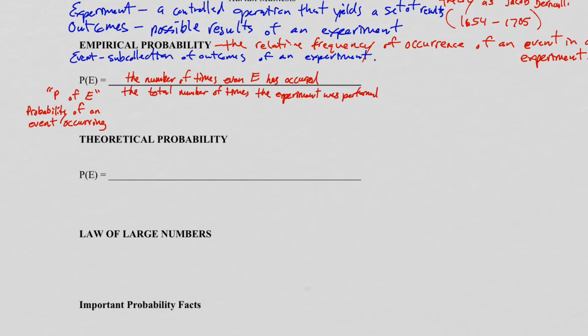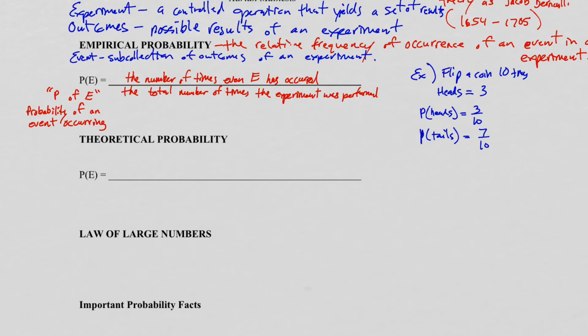For example, if I flip a coin 10 times, that's the total number of times that the experiment was performed. Let's say for my heads, I got 3 heads, and the other 7 times were the tails. Well, that means that the probability of the event of heads occurring was 3 out of 10. The probability of tails occurring was 7 out of 10.